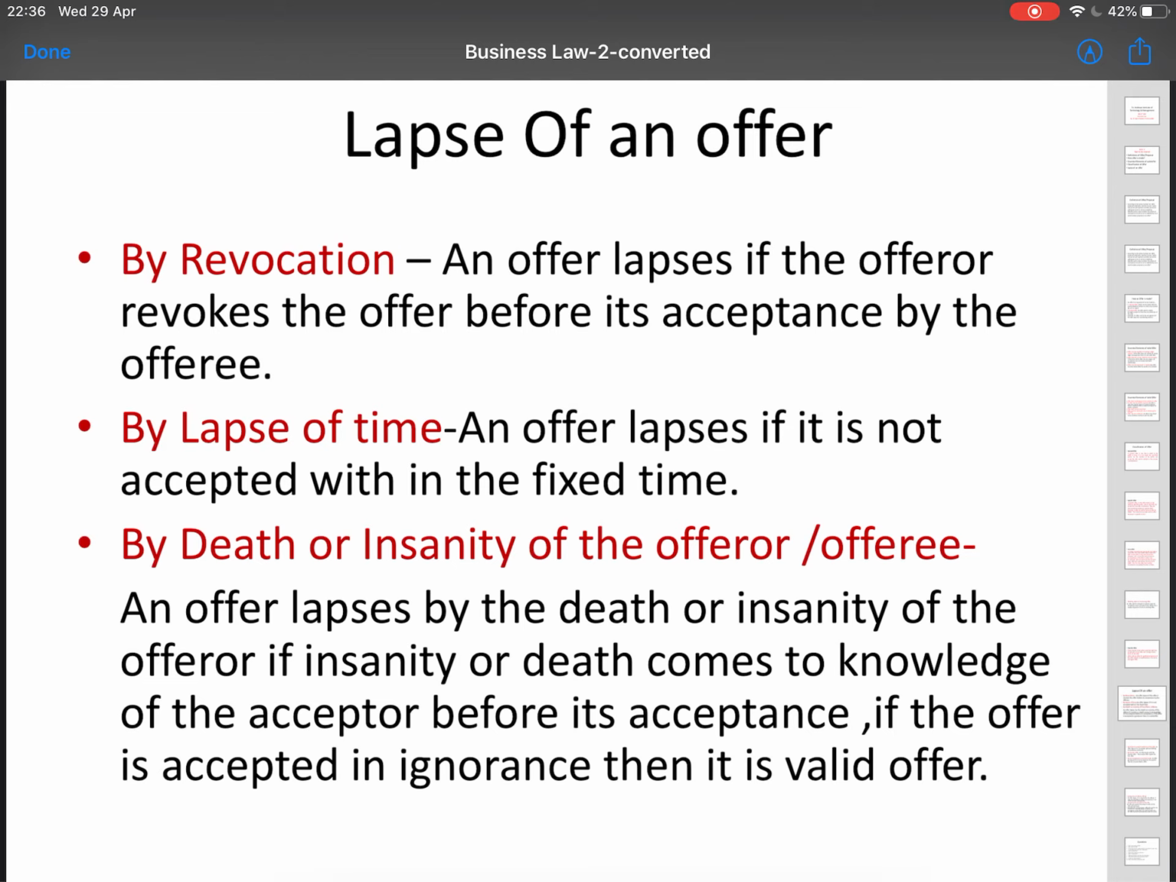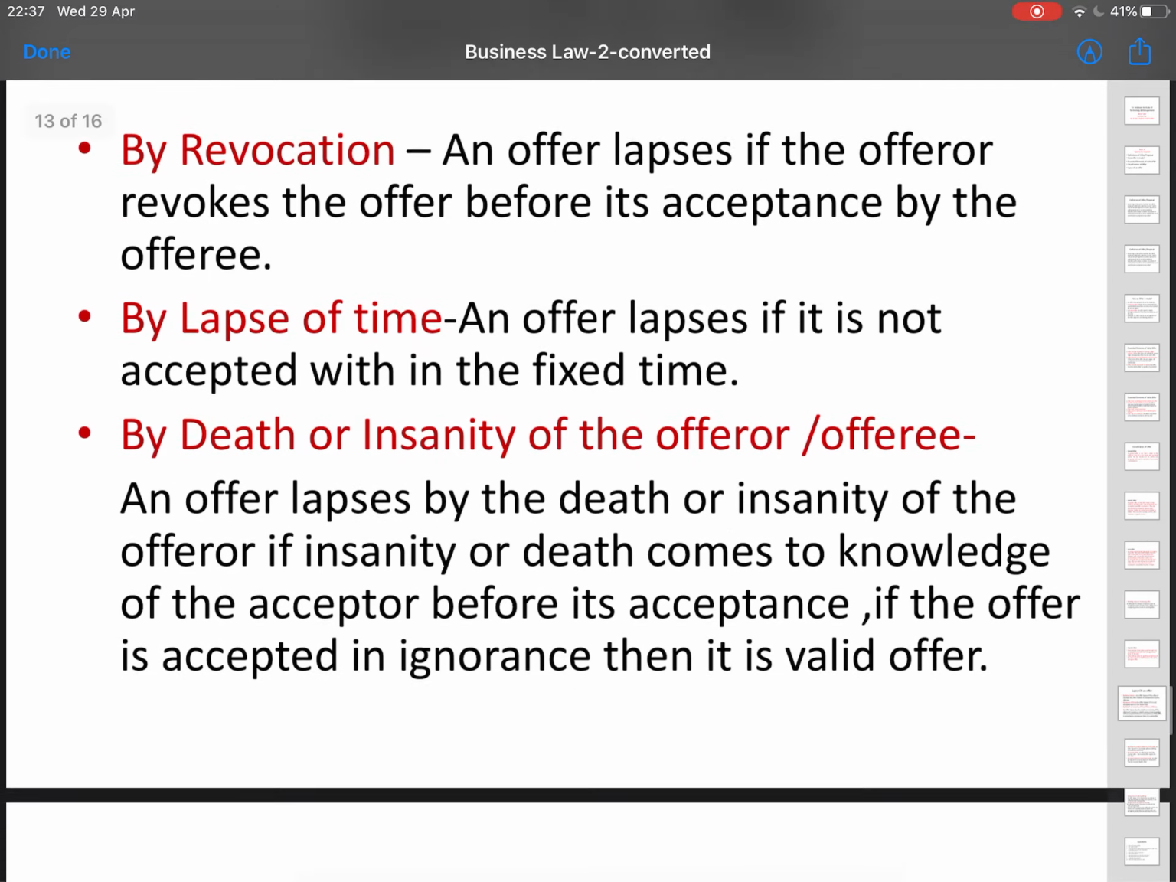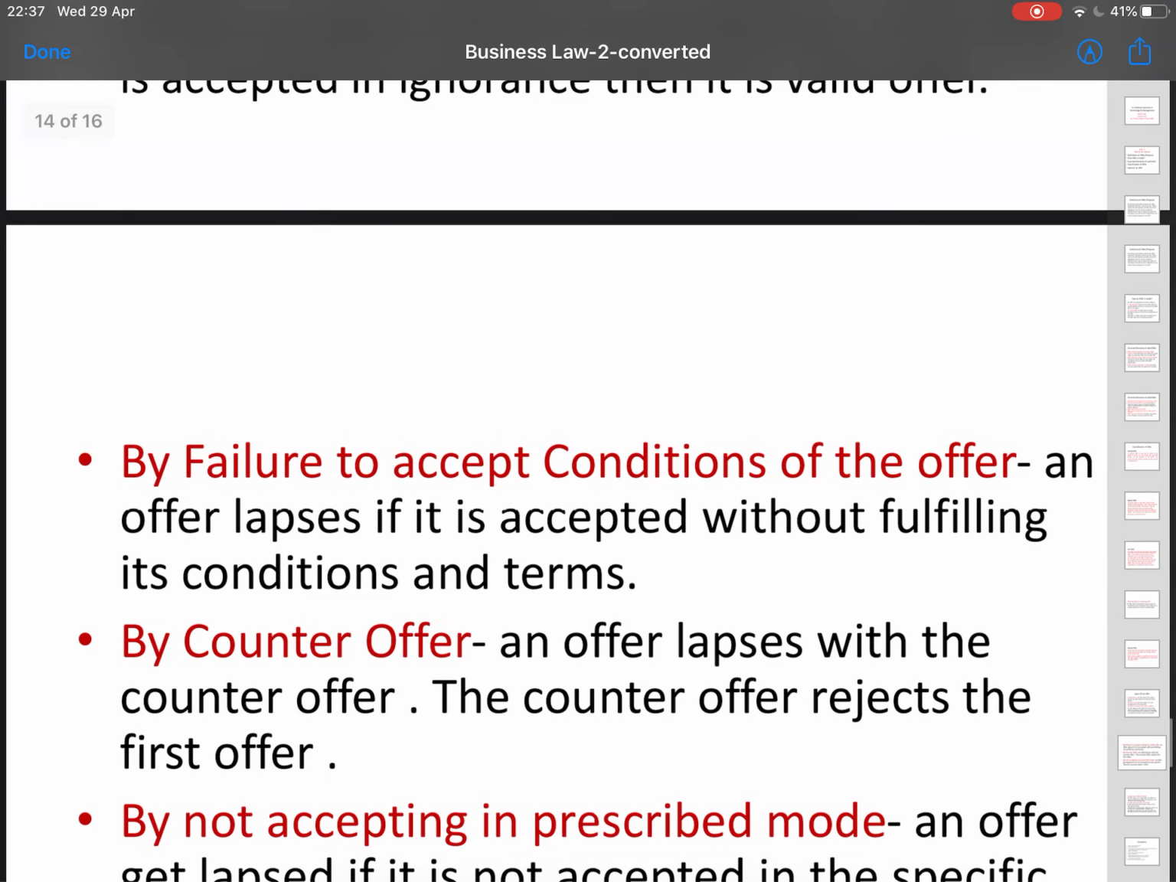The third reason is by death or insanity of the offerer or offeree. An offer lapses by the death or insanity of the offerer if the fact of his death or insanity comes to the knowledge of the acceptor before he makes his acceptance. In other words, if the offer is accepted in ignorance of the death or insanity of the offerer, this will be a valid contract.